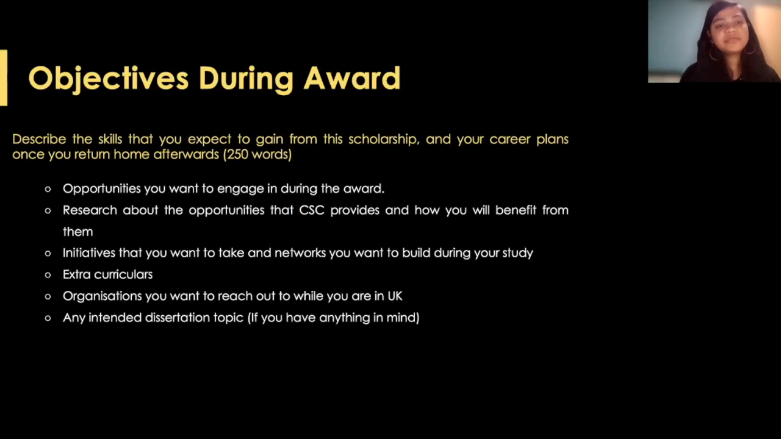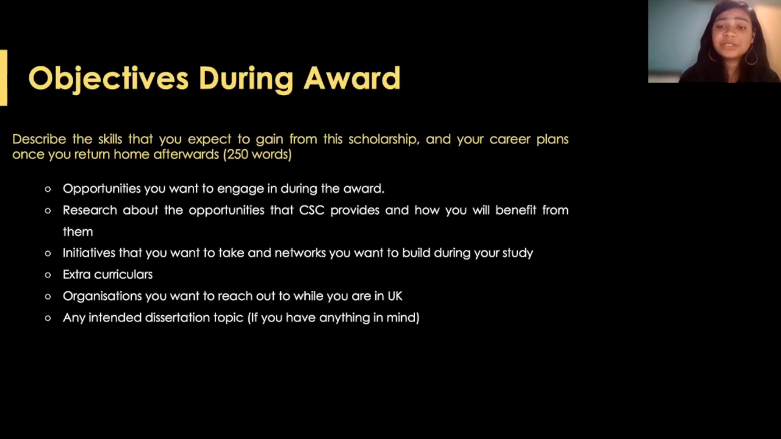Okay, objectives during the award. Describe the skills that you expect to gain from the scholarship in your career plans once you return home afterwards. So in this section, you must highlight the opportunities that you want to engage in during the award. A good idea to go about it is to assess your CSE website.